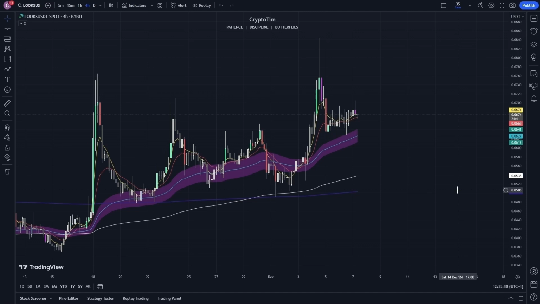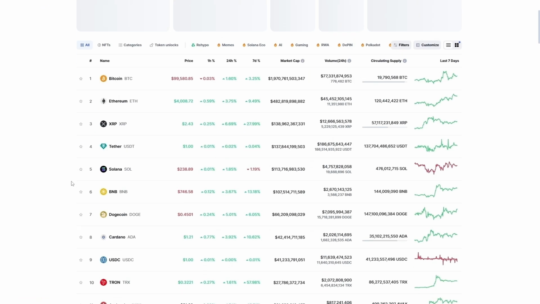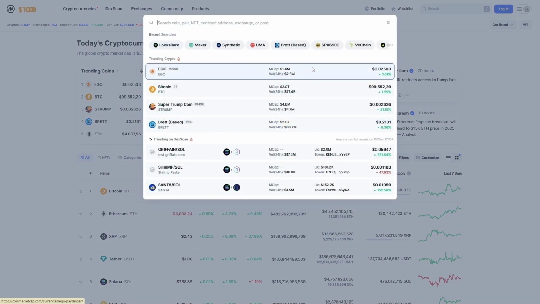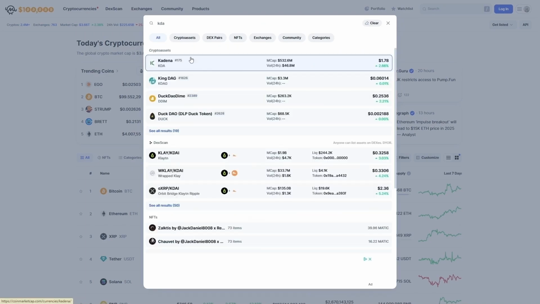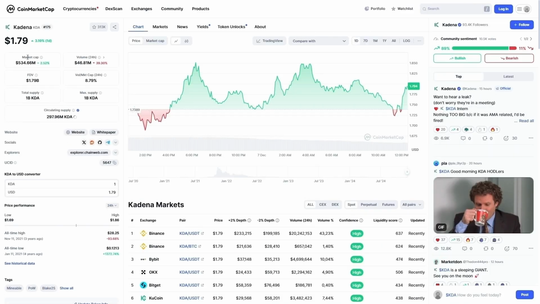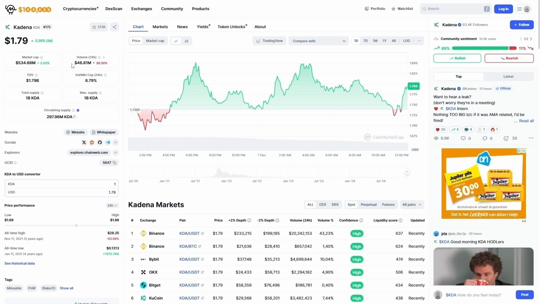Maybe one last thing is we can go to CoinMarketCap. So we're now here on CoinMarketCap. Here you also have categories, for example, but we're gonna look for our market caps. So for example, of Cardano, we had a market cap of 534 million. So that's still a lot of potential growth.